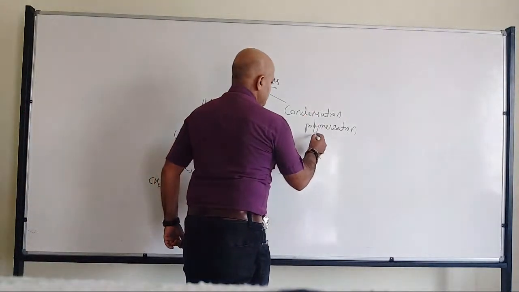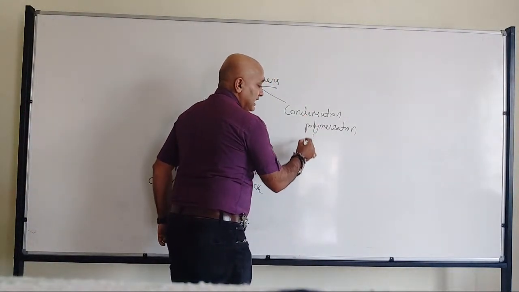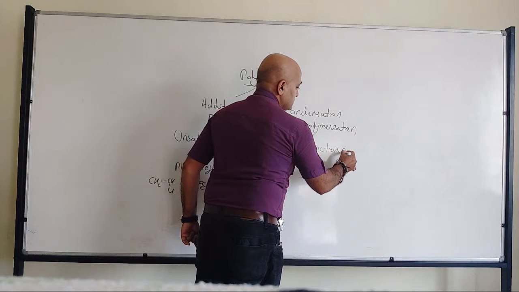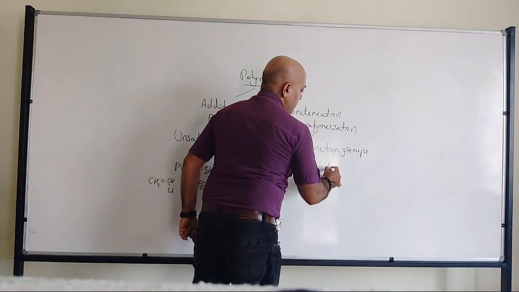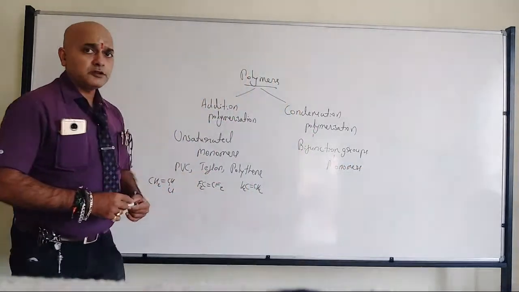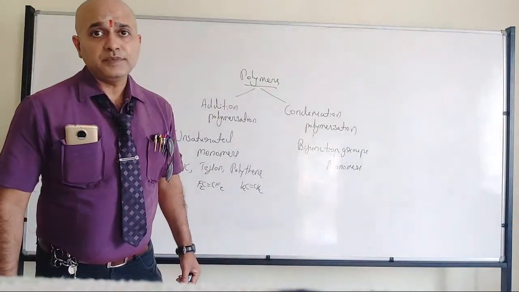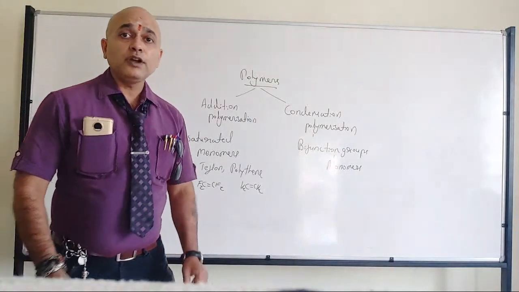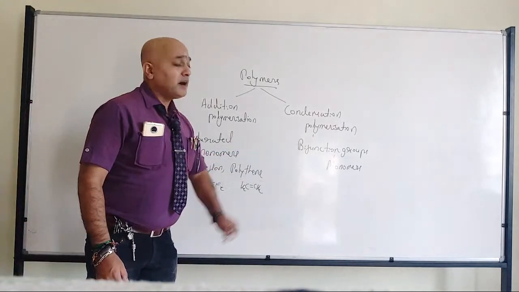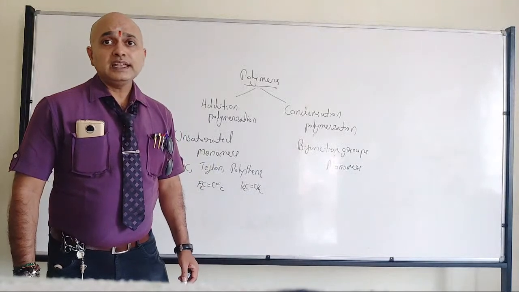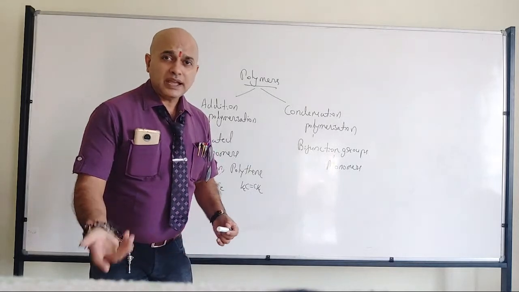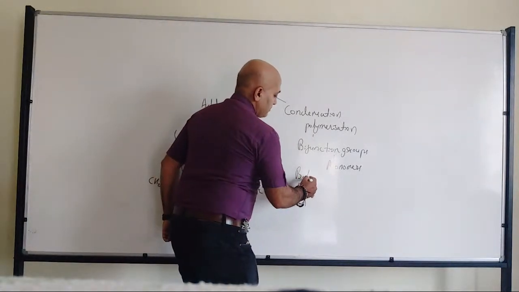Next one is condensation polymerization. Naturally, it can happen when monomers are bifunctional, or monomers contain bifunctional groups. What do you mean by bifunctional group? Two functional groups should be there. It can be the same type of functional group or different types. Anything is fine. So it demands the presence of functional groups in the monomers. In that case, we have plenty of examples. Bakelite can be an example.